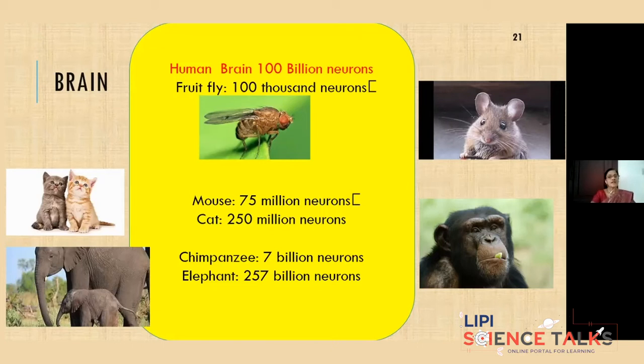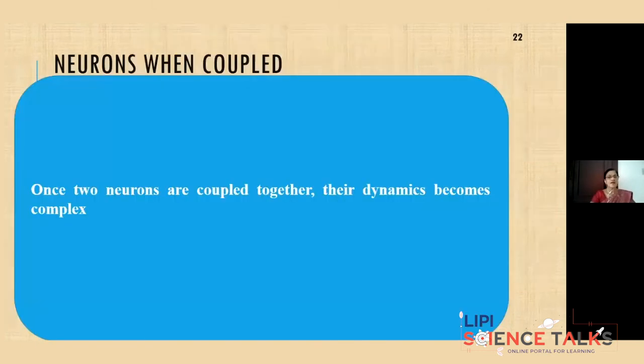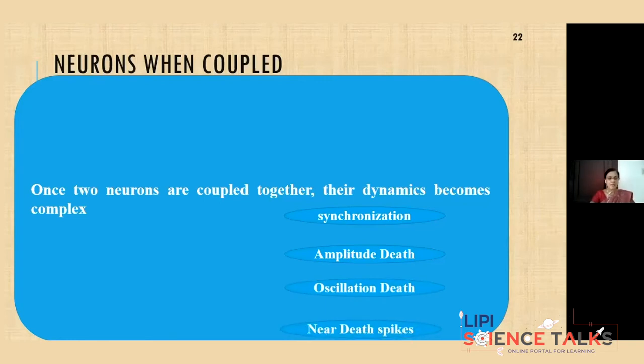Now, the number of neurons that we have to deal with is enormously high, 100 billion neurons when we study the human brain. And in addition to that, when two neurons are coupled together, their dynamics become still more complex. After coupling, the behavior itself is changing. Because there can be synchronization between neurons, and even the amplitude of oscillation or spike may come to flat, or the voltage may not be oscillating. And there are also near-death spikes observed in the neural network.